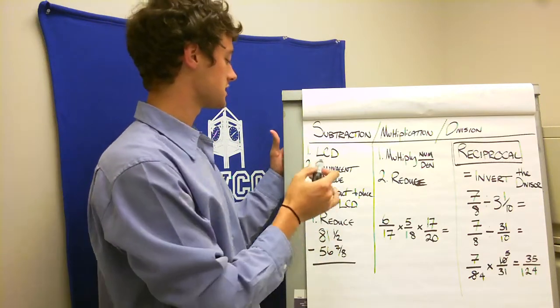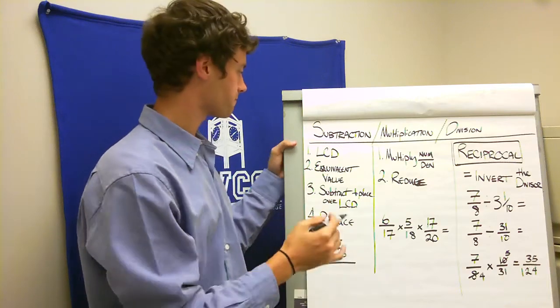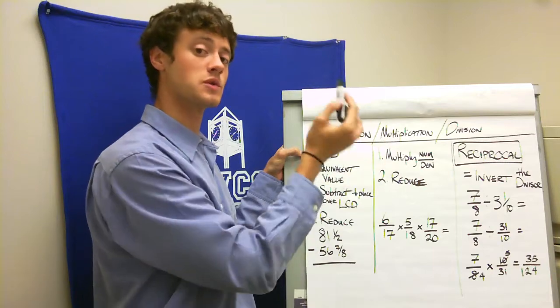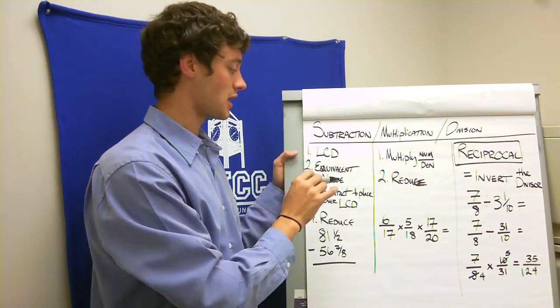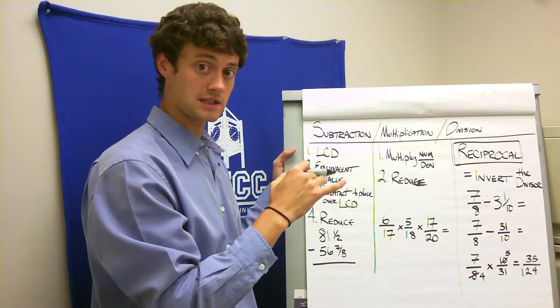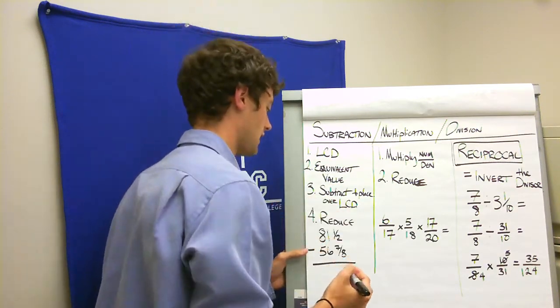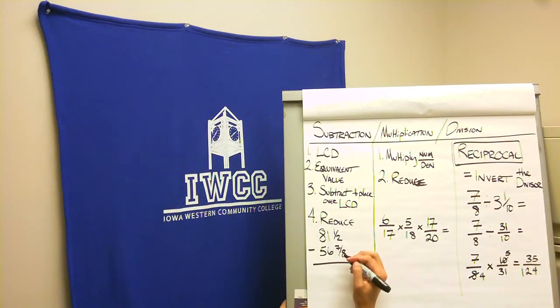And I wrote some simple steps and then a couple problems to work out so you can get the gist of it. So subtraction, we want to find the lowest common denominator, which is what we just did. We want to get equivalent value. Then we want to subtract and place it back over the LCD. And then we want to reduce down. So let's try that here. So we got 81 1/2 minus 56 7/8.